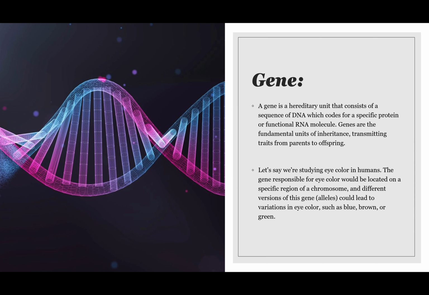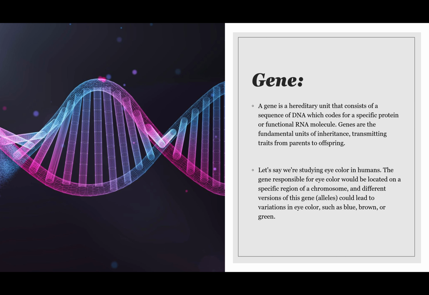So it consists of a sequence of DNA which codes for a specific protein or functional RNA molecule, and that is the central dogma. We're going to be speaking about that a little later, right? So genes are fundamental units of inheritance, transmitting traits from parents to offspring. I have examples for all of these. So let's say that we're studying eye color in humans, and we look at a specific gene that is responsible for eye color, which is located at a specific region, a locus of a chromosome, right?